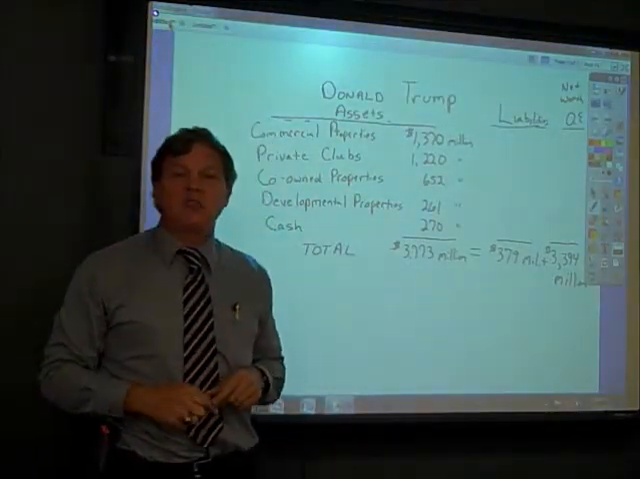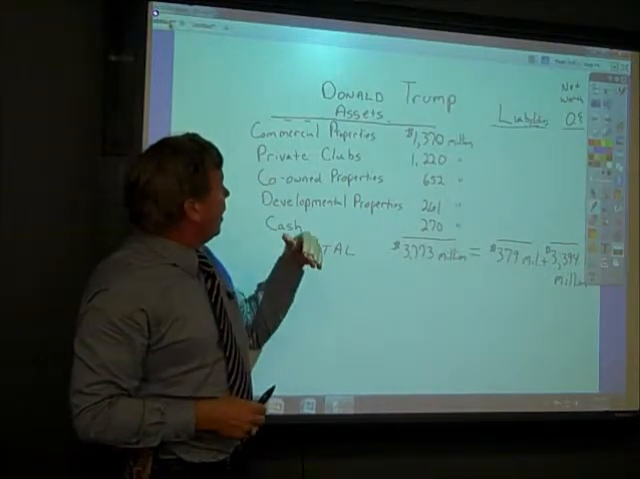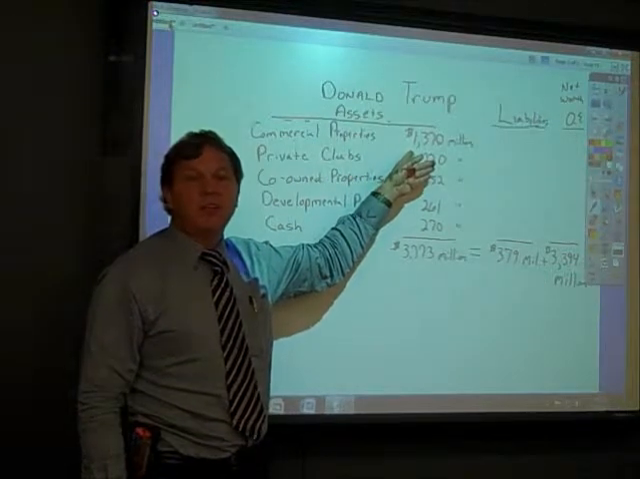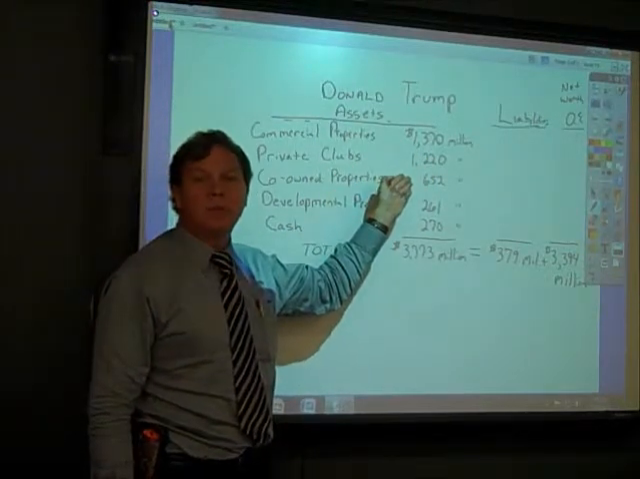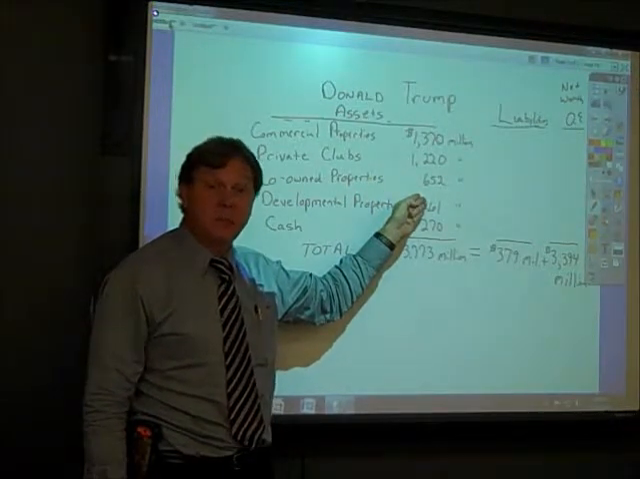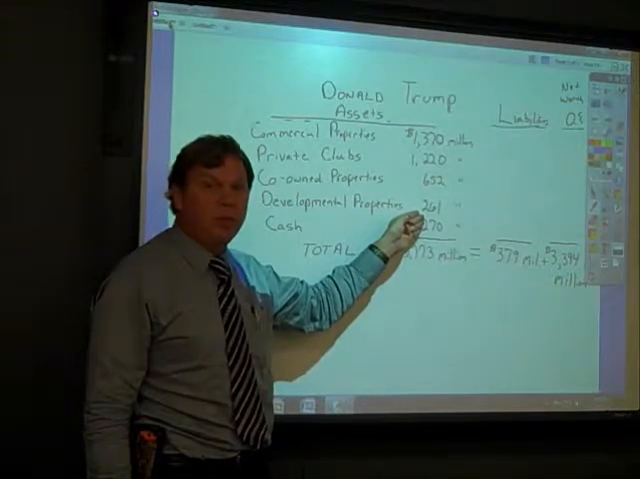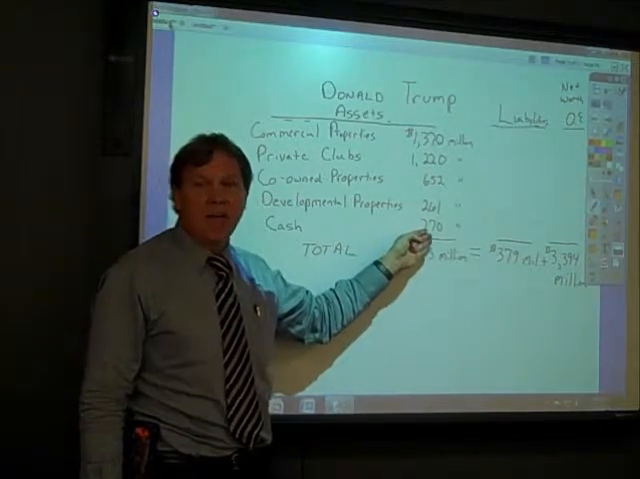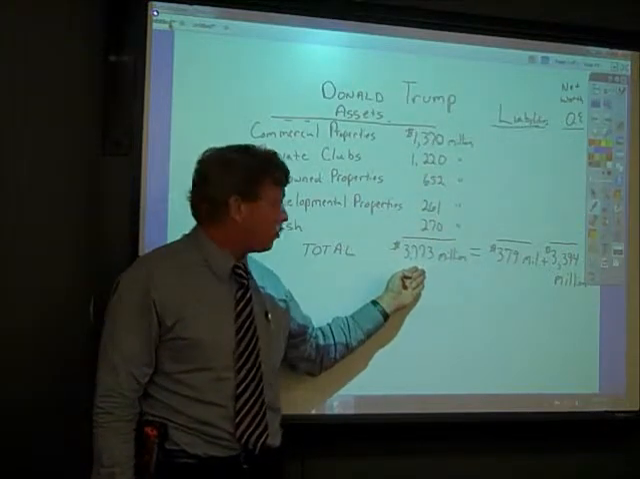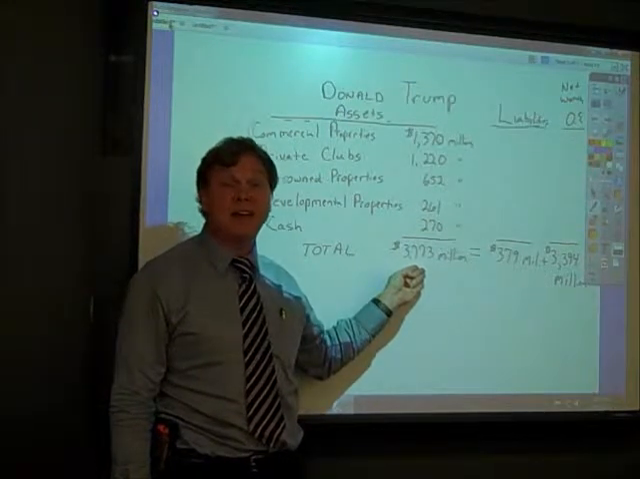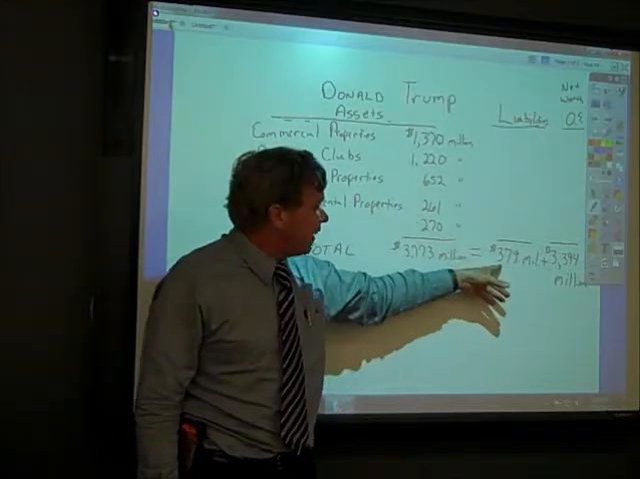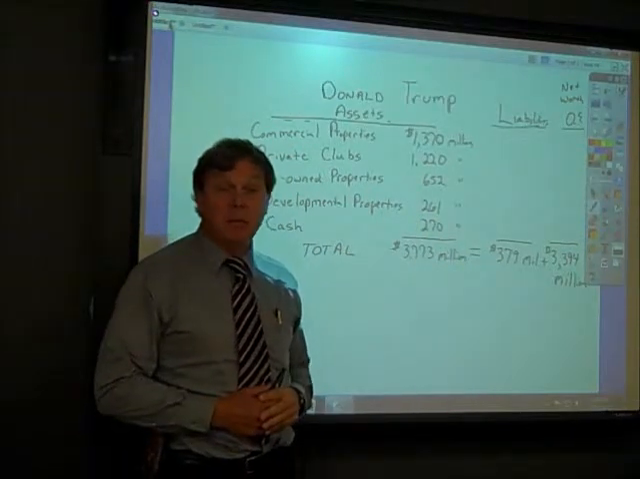If we take Donald Trump as an example, he has these various assets: commercial properties of $1,370,000,000, private clubs of $1,220,000,000, some co-owned properties of $652 million, some developmental properties of $261 million, cash of $270 million. His total assets add up to $3,773,000,000. Well, on these buildings and other things, he has debts of $379 million.